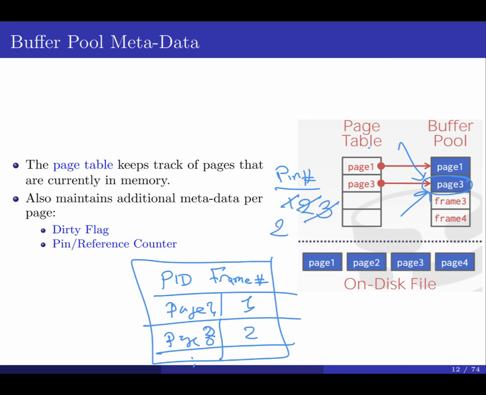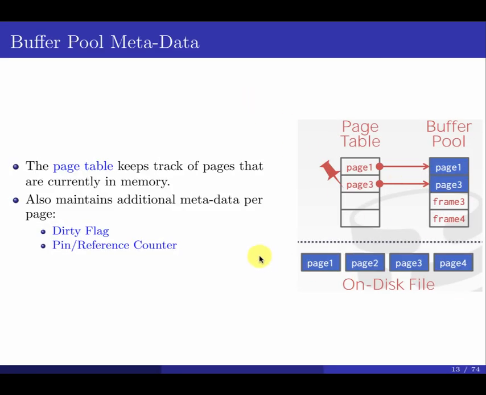So if the pin number is not equal to zero, that means please don't remove this page, because someone else is currently working in this page. So it's another indicator telling me whether it's safe to remove this page or not. The page table, the dirty flag and the pin counter are going to help make the buffer pool manager work properly. Make sense? And that summarizes the page table. Good.